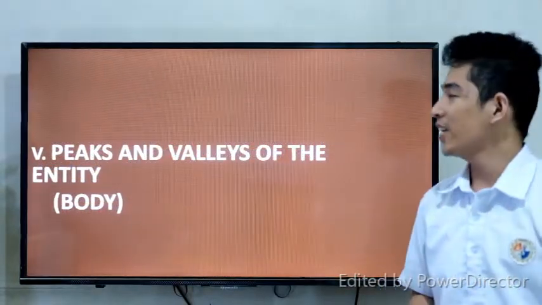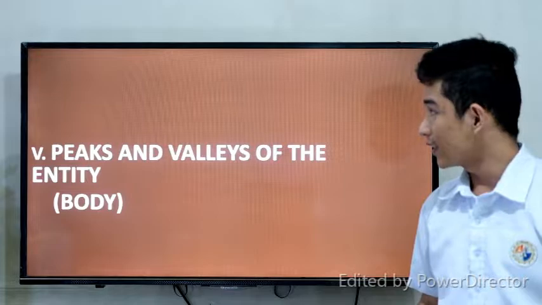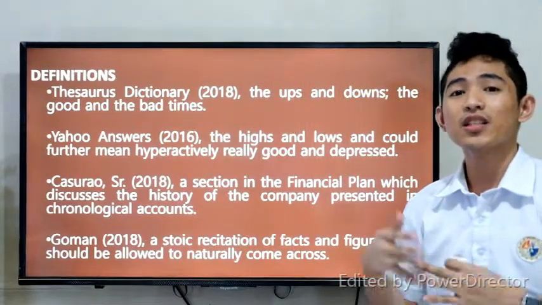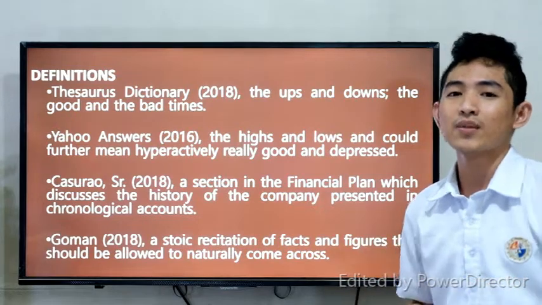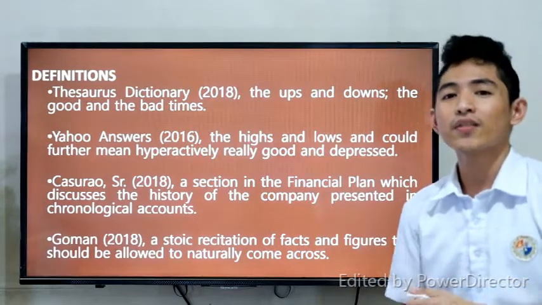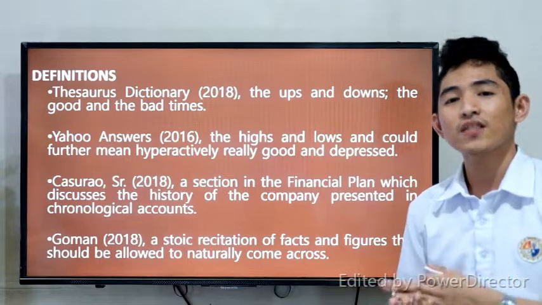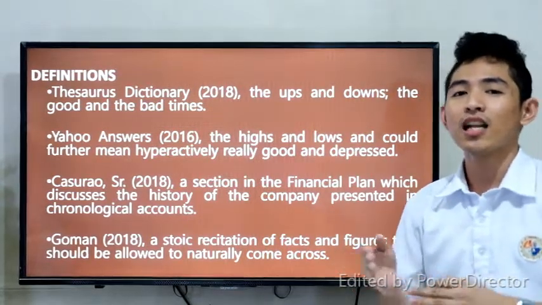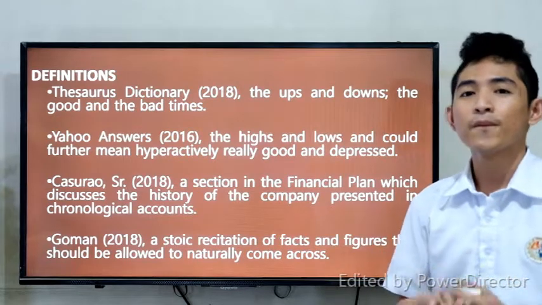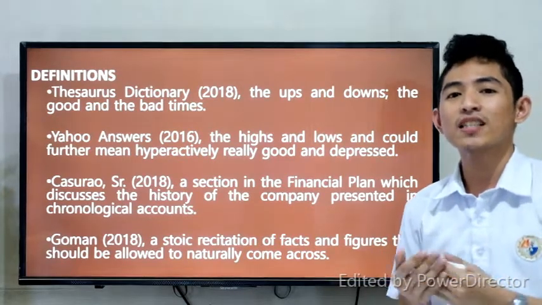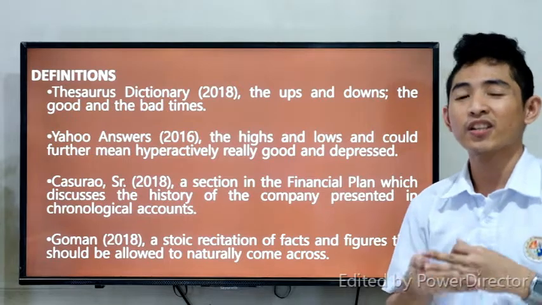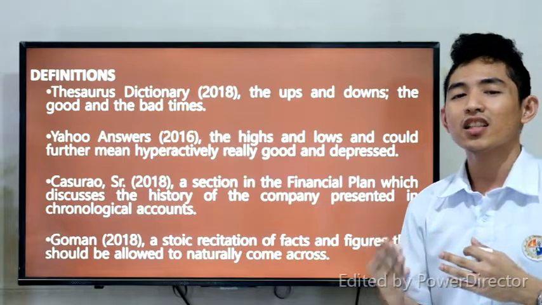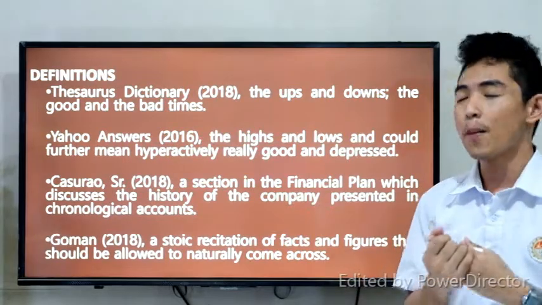Now let us proceed to the main topic, peaks and valleys of the entity. The Source Dictionary defines peaks and valleys as the ups and downs or the good and the bad times. Further, Dr. Casorao refers to it as the section in the financial plan which discusses the history of the company in chronological order. Further, Gauman argued that since peaks and valleys is a stoic recitation of facts and figures, it has to naturally come out of the paper.